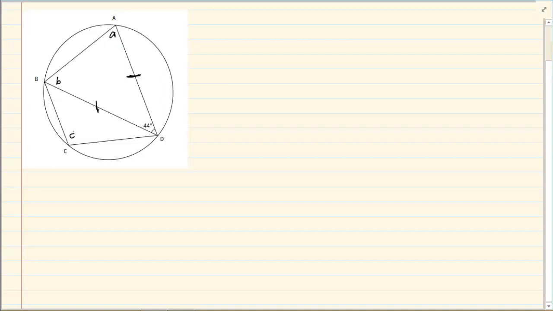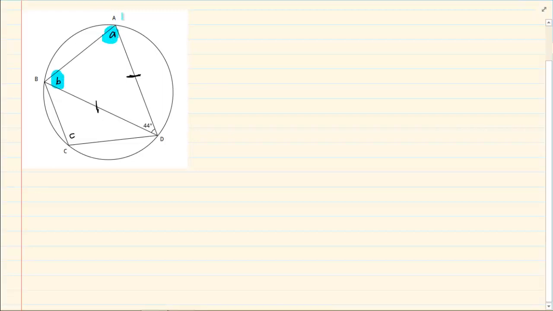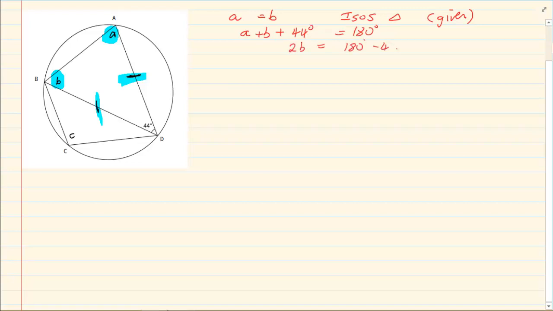Now, if I want A or C, we don't have either value, but we can calculate A and B. Why? Because they are telling us that this is an isosceles triangle. By these lines, we know they are isosceles triangle. So I know A is going to equal B. Why? It's an isosceles triangle and that was given to us. That would mean A plus B plus my 44 degrees is going to equal 180 degrees. So 2B is going to equal 180 degrees minus 44 degrees.